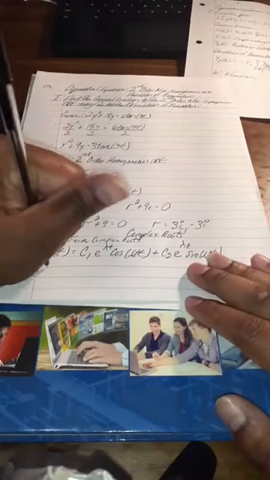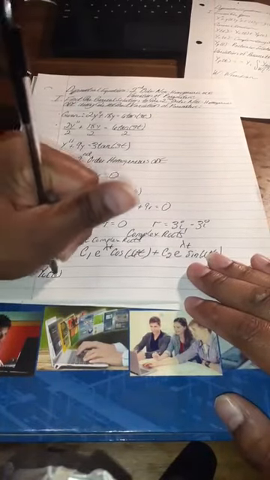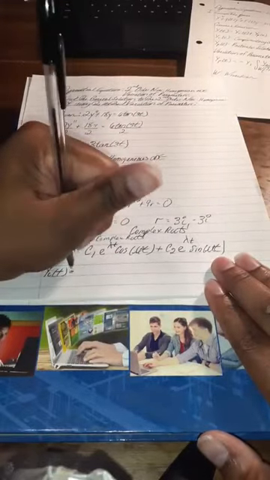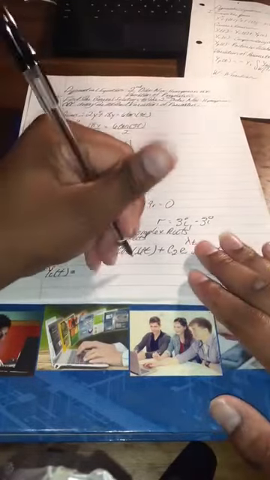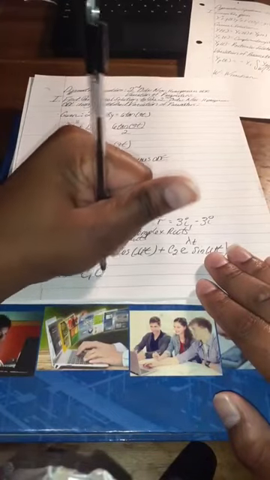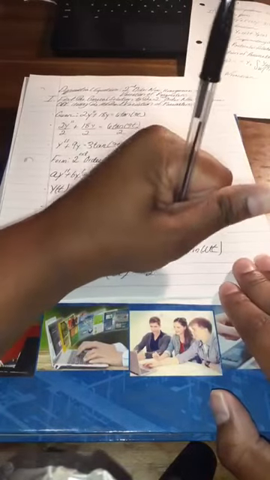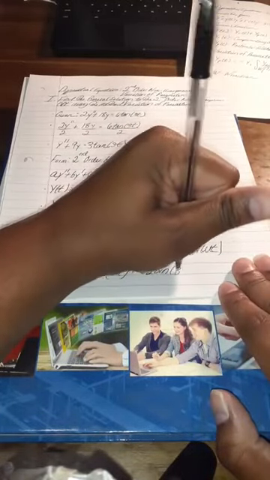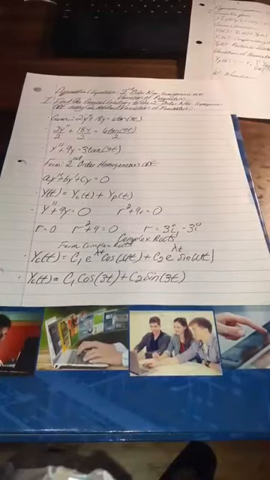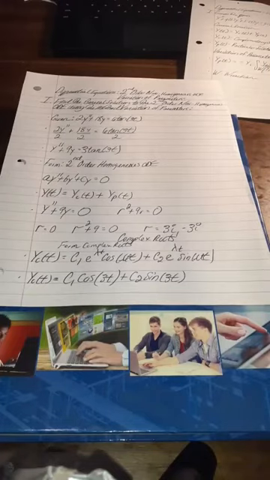So therefore, in our particular circumstance, our complementary solution will just end up being C1 cosine of 3t plus C2 sine of 3t. That is our complementary solution, or the solution to the homogeneous second order ODE.